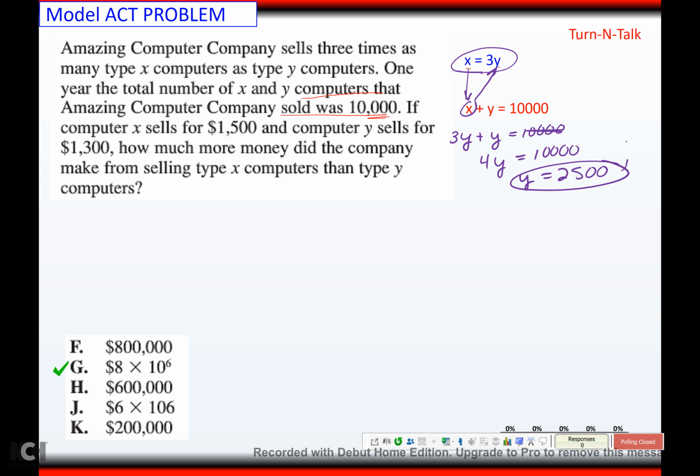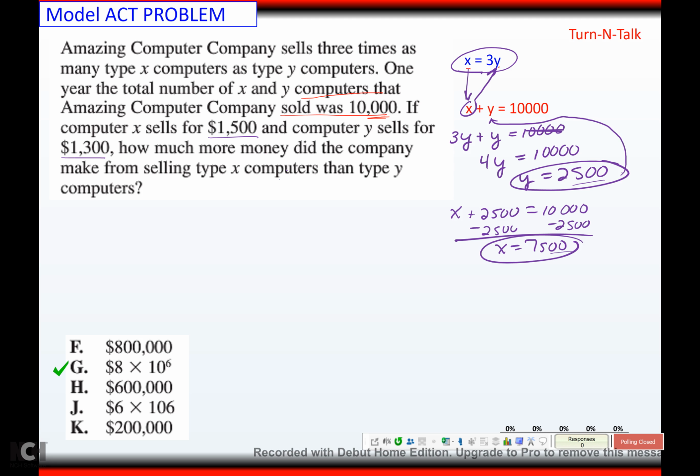So now I'm going to substitute it back in. Okay, and I actually substituted it in right here. So I have X plus 2,500 equals 10,000. Take away 2,500, and you get X equals 7,500. Okay, so now I know that they sold 2,500 Y computers and 7,500 X computers. It says if computer X sells for 1,500 and Y sells for 1,300, how much more money did the company make from selling type X computers than type Y computers?